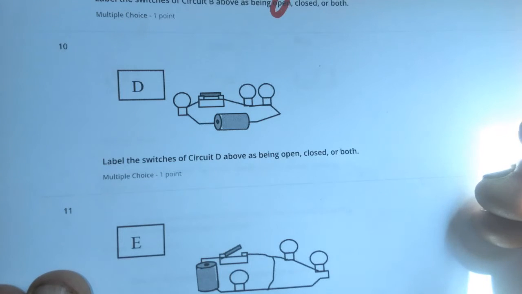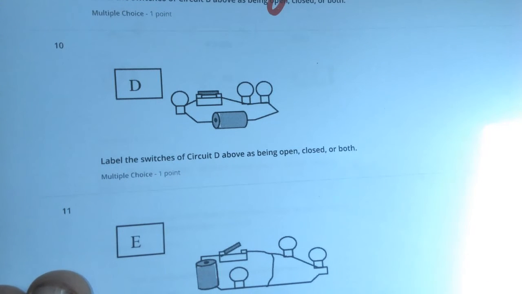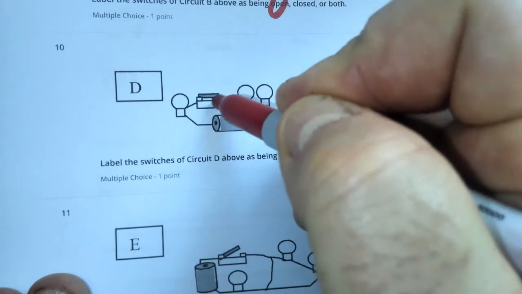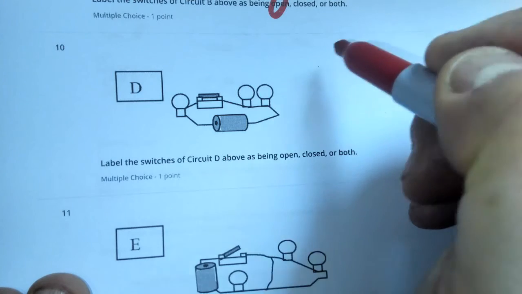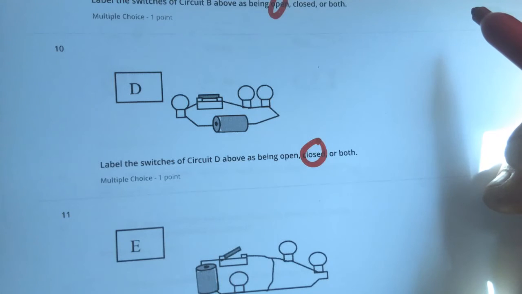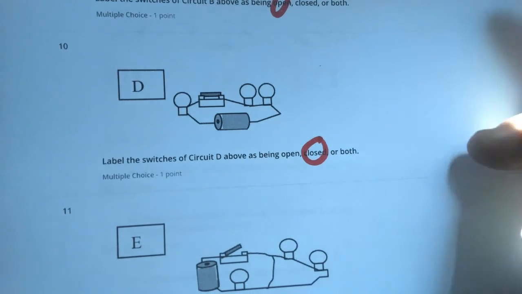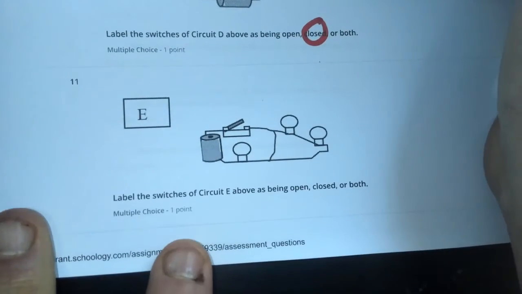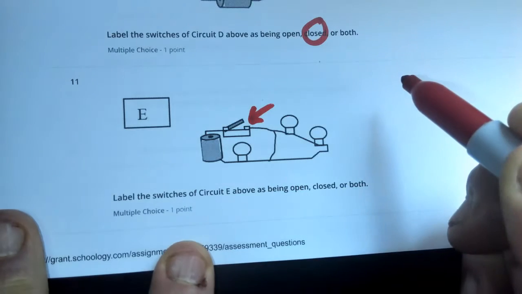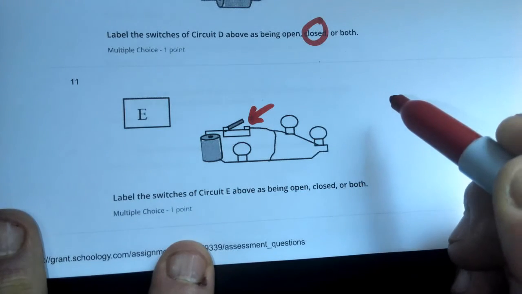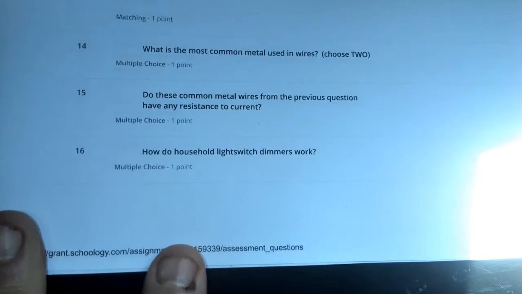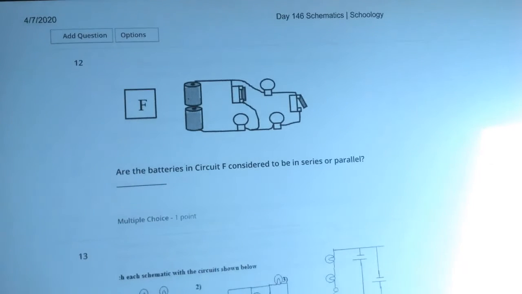Number 10. Label the switches of circuit D above as being open, closed, or both. The knife is touching both terminals. The gaps there are all closed up. So it's a closed switch. That means that current is flowing. That is in the on position. Number 11. Label as being open, closed, or both. We can see that there is an open gap there between the gray knife and the white terminal. So that's an open circuit. It is in the off position. No current is flowing.